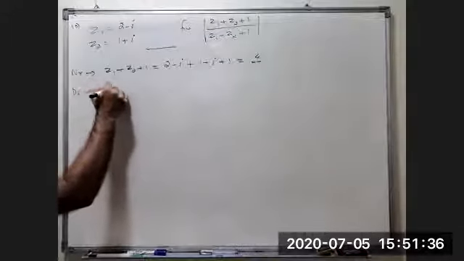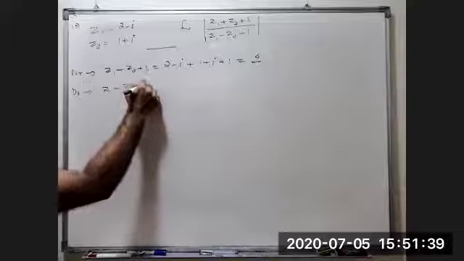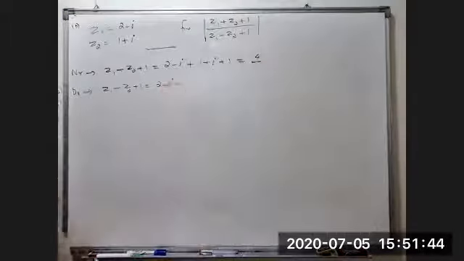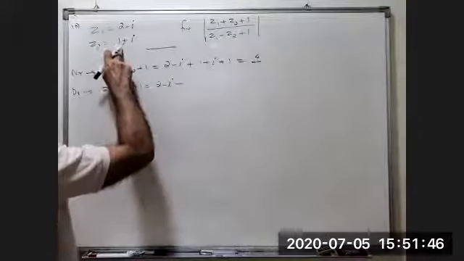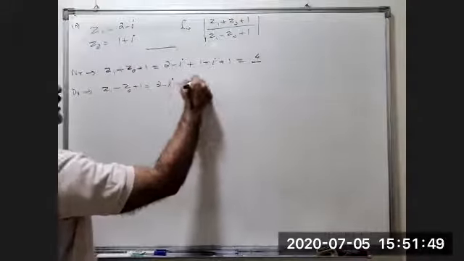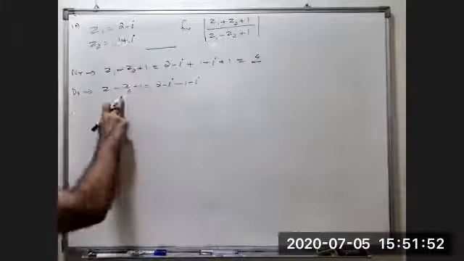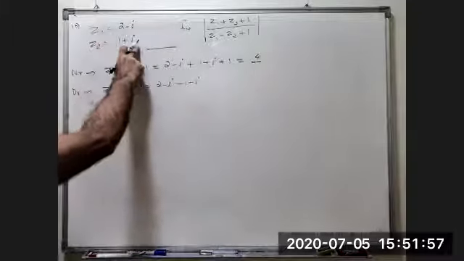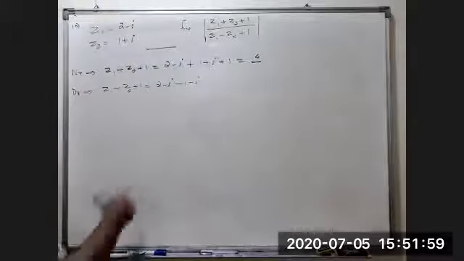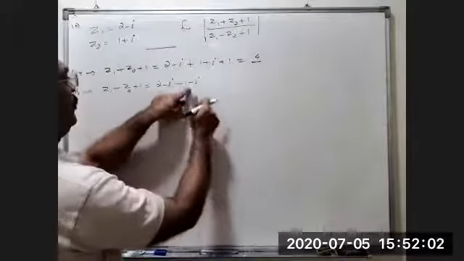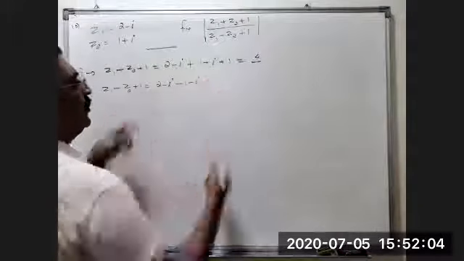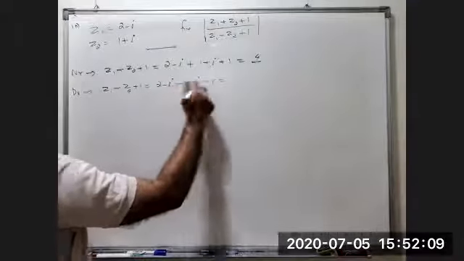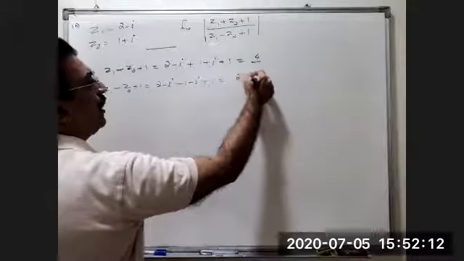Now denominator. Denominator is Z1 minus Z2 plus 1. Z1 is 2 minus i, minus Z2. Minus Z2 means minus of (1 plus i), which means minus 1 minus i. Both are negative. So this is Z1 minus Z2. Now plus 1. Simplifying, what do we get? 2 minus 1 plus 1 is 2, and minus i minus i is minus 2i. So 2 minus 2i.